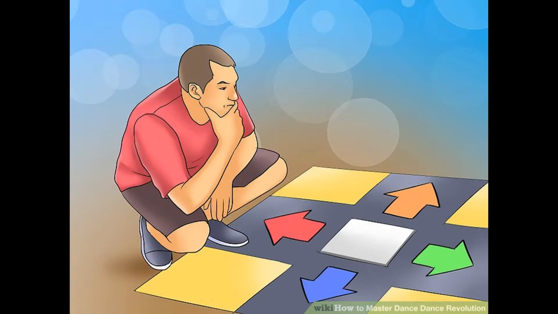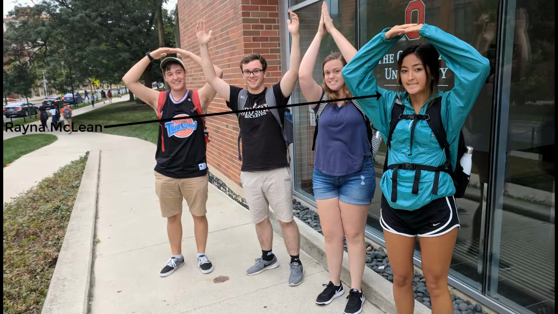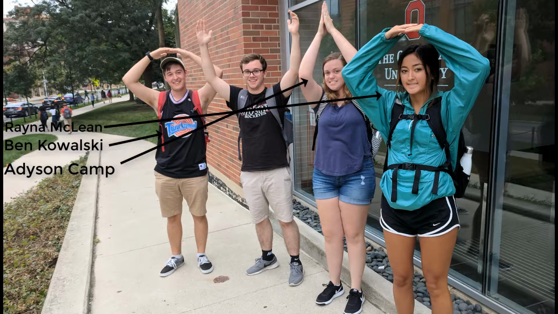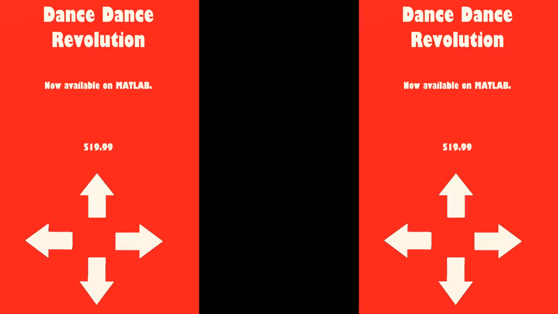My name is Raina McLean, and I am a member of Team L. My other team members are Ben Kowalski, Addison Camp, and Mason LaValle. Together, we created a game on MATLAB called Dance Dance Revolution, otherwise known as DDR.